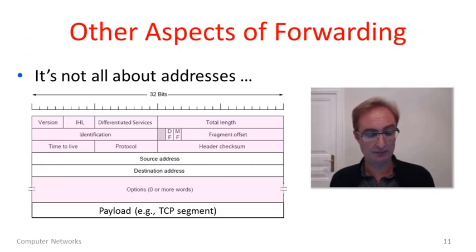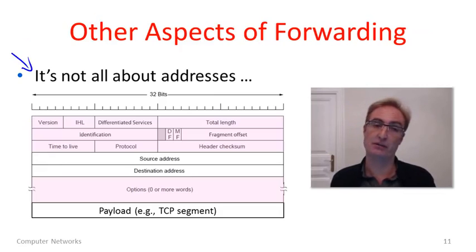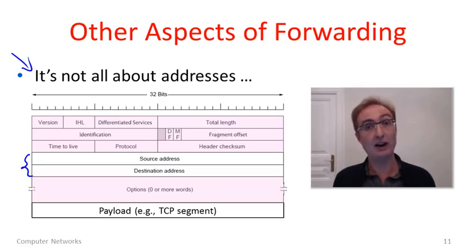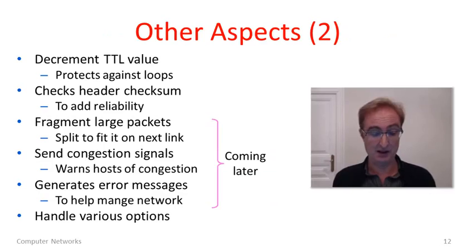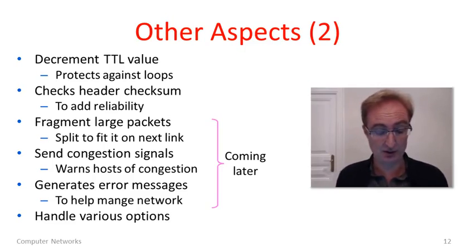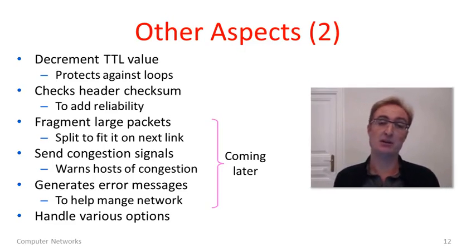And finally, I've really just talked about addresses for forwarding. I do want to point out that it's not all about addresses. Here's our picture of an IP header again, and you can see the addresses were in here, but I've shaded in pink everything else in the header, and there are a lot of other fields. What do all of those other fields have to do with forwarding? Well, there are many other small aspects of forwarding. We've touched on some. Actually, I'll tell you about others in the future. And let me just briefly mention a few.